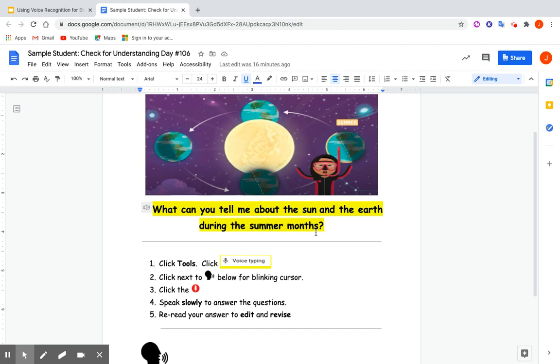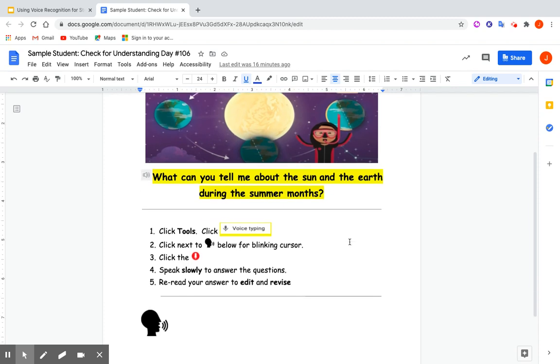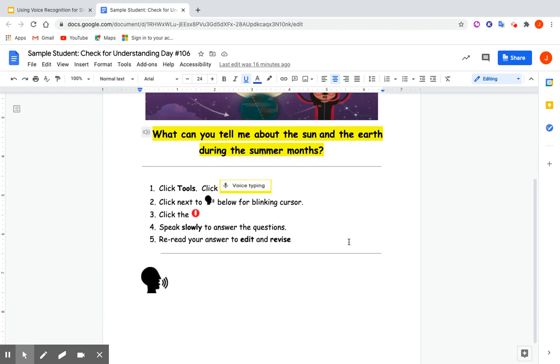I also included only the first part of the question so that there was less text on the page, with a click to an audio clip where I'm reading the question in the event they are not able to read, considering they're in the first grade. And then there's the directions. So we have click tools, click voice typing. So I'm going to do that first.